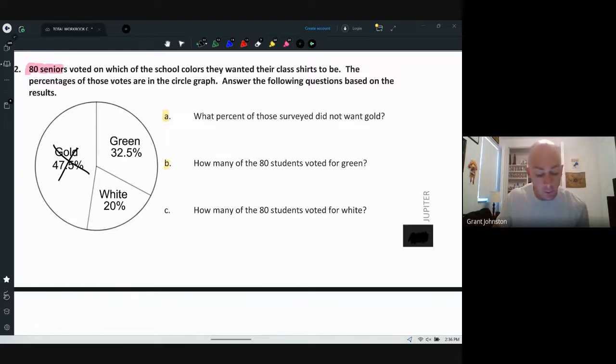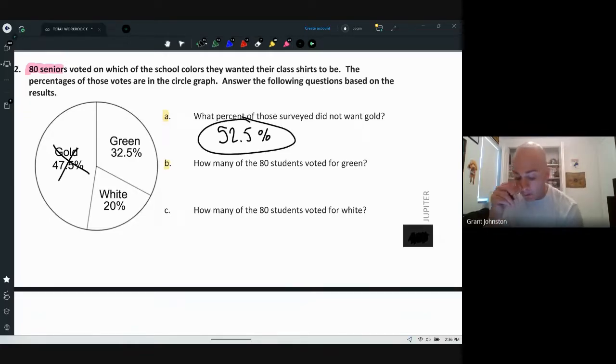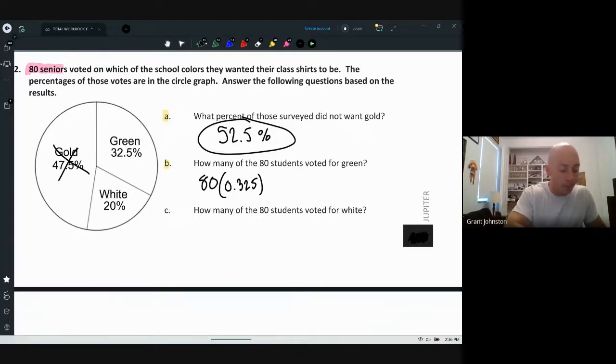So if you add those two up, 32.5 plus 20, that would be 52.5%. B says, how many of the 80 students voted for green? Okay, so there's 80 of them. 32.5% voted for green. So I would do 80 times, now remember, I got to change that to a decimal, move it over twice, or divide by 100. So it would be 0.325 multiply 80. I got 26. 26 voted for green.